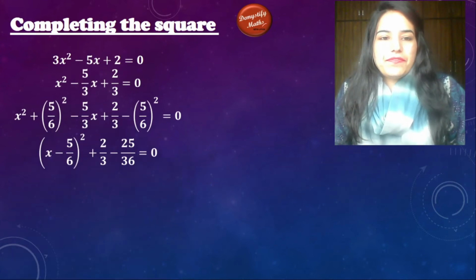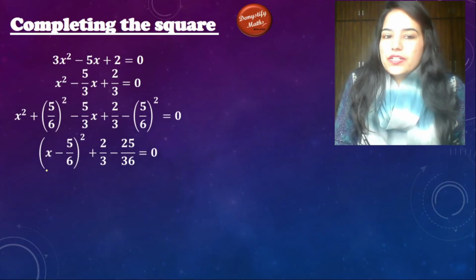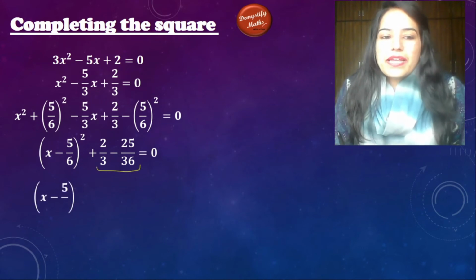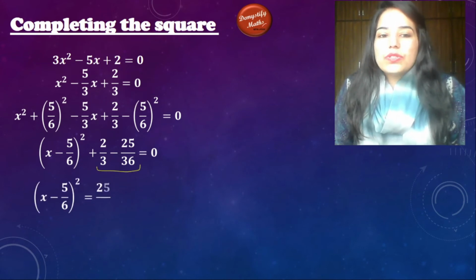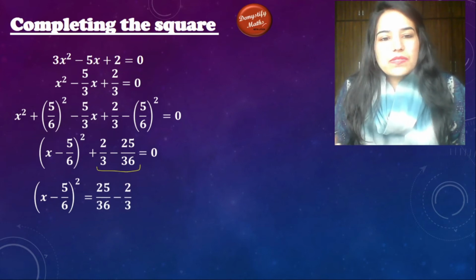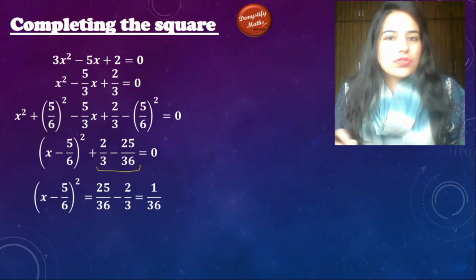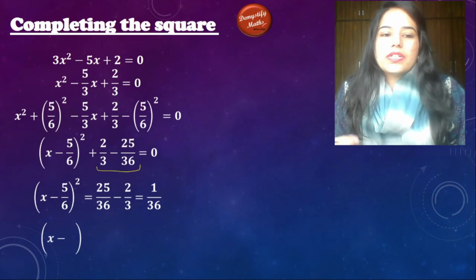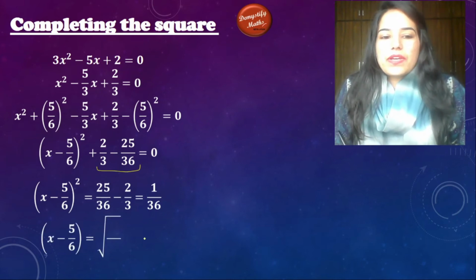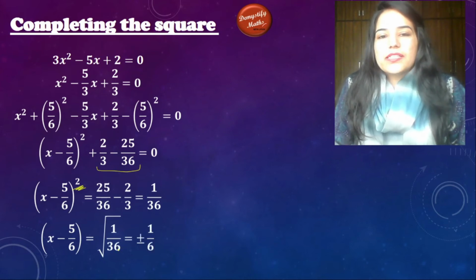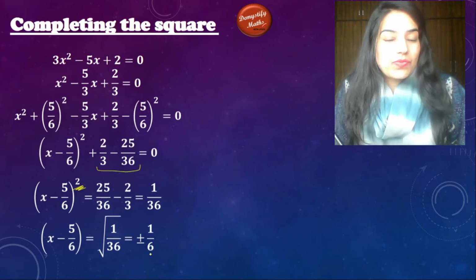Now let's simplify further. So we have reached till here. Now I will simplify these two. So it is (x − 5/6)² = 25/36 − 2/3, which equals 1/36. Transposed, solved. And now we'll take square roots. x − 5/6 equals the root of 1/36, which we know is ± 1/6.